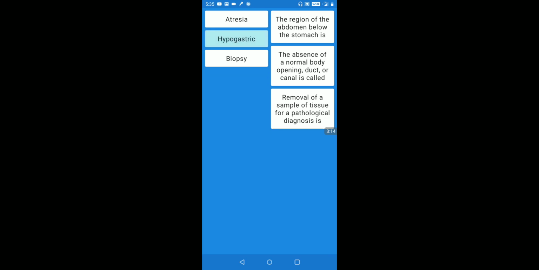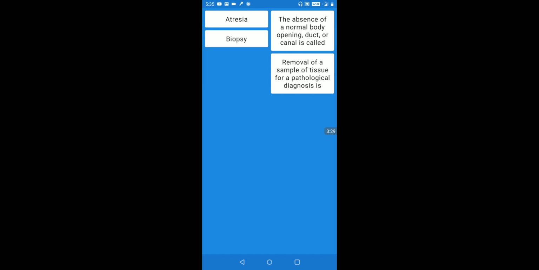So hypogastric has to deal with the stomach. If you break it down, the prefix is hypo, gastric is the suffix. So hypogastric will be below the stomach, basically. That's why I remember that one. Atresia and biopsy. I think atresia will be removal of a sample of this. Oh, I was wrong. I need to revise this over again.